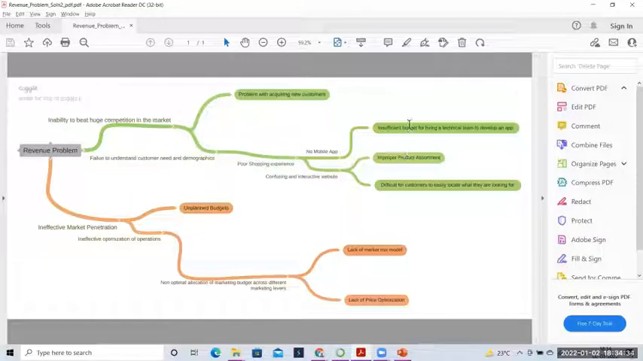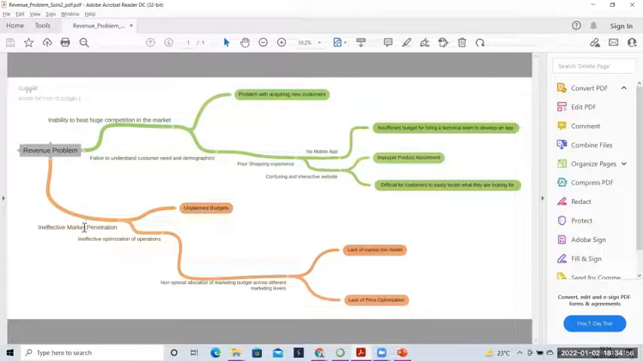On the root nodes of this issue tree framework, you have the root cause analysis. This is one branch of the tree, which shows that there is insufficient budget to hire a technical team to develop an app, there is improper product assortment, and it is difficult for customers to easily locate what they're looking for.